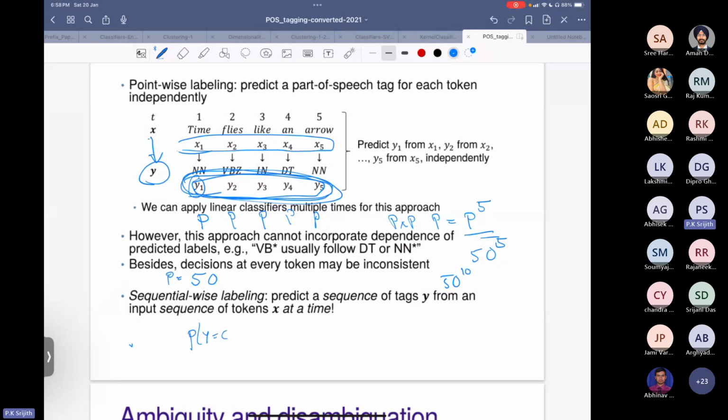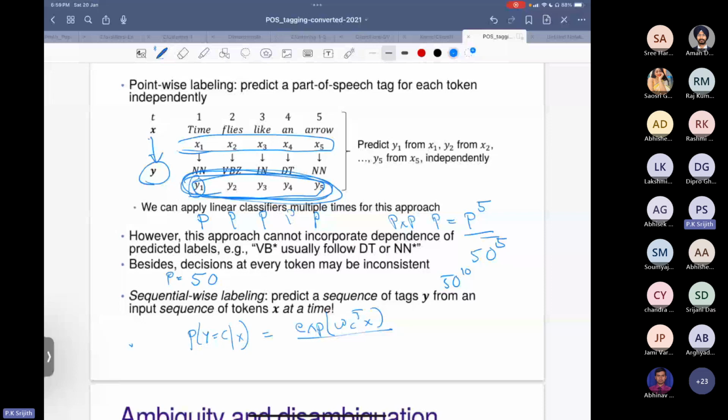In the softmax function, if you want to predict the probability of y equal to c given x, where it has w c transpose x. Question: Sir, can you just explain that part one more time, where you mentioned 50 to the power 10, like the possible outcome should be if we consider point-wise labeling? Can you explain that part one more time?